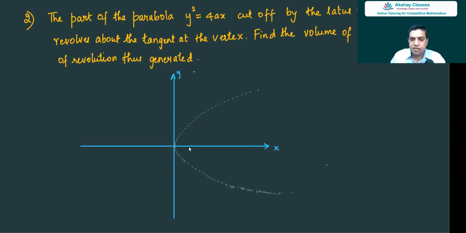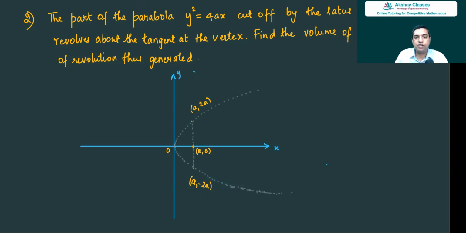Now, latus rectum is a chord that passes through the focus and is perpendicular to the axis of the parabola. So this is the latus rectum. The endpoints of the latus rectum we know are a comma 2a and a comma minus 2a. So what is the tangent at the vertex? Vertex is the origin. Tangent at the vertex is the x-axis.